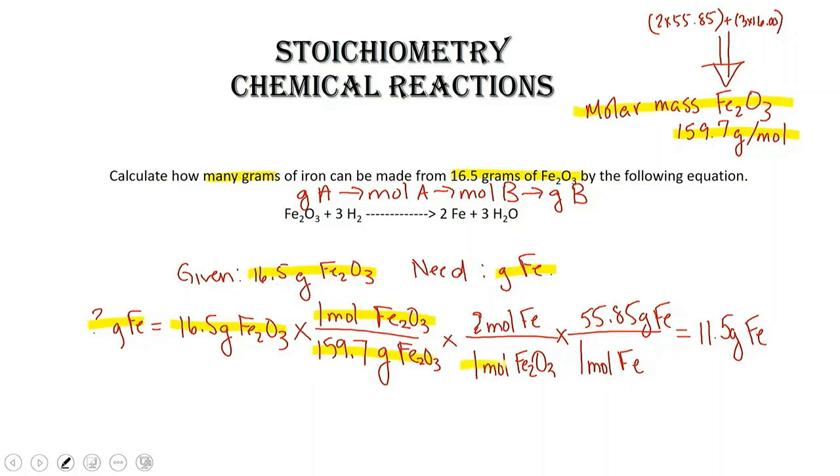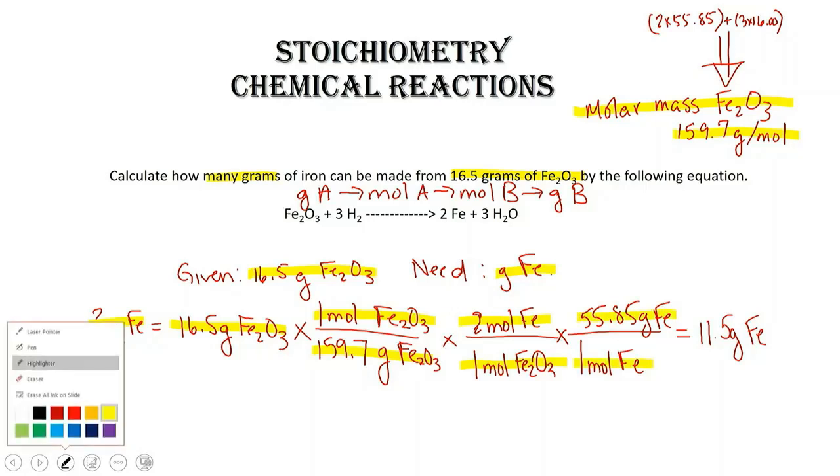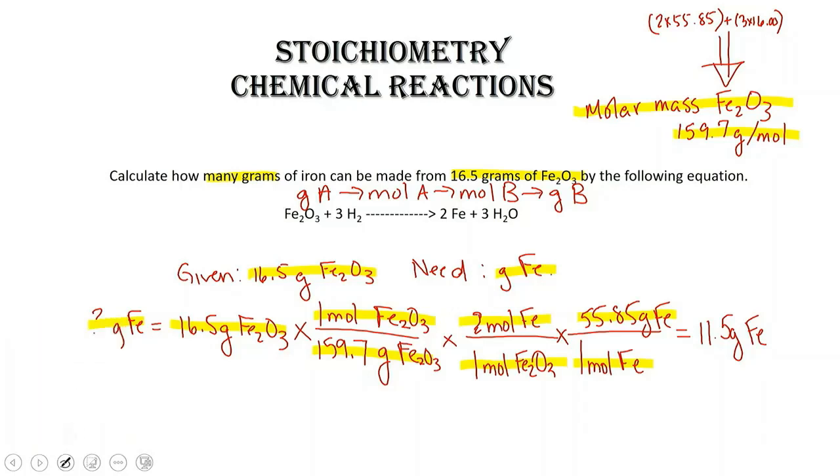Now we need to convert from moles of Fe2O3 to iron. Based on our balanced equation, 1 mole of Fe2O3 must react with 2 moles of iron. And then to find the number of grams of iron, we use the molar mass of iron. 1 mole of iron is worth 55.85 grams. Let's make sure that we cancel out all of our units. Grams of Fe2O3 cancel, moles of Fe2O3 cancel, we get moles of Fe, and we end up with 11.5 grams of iron.